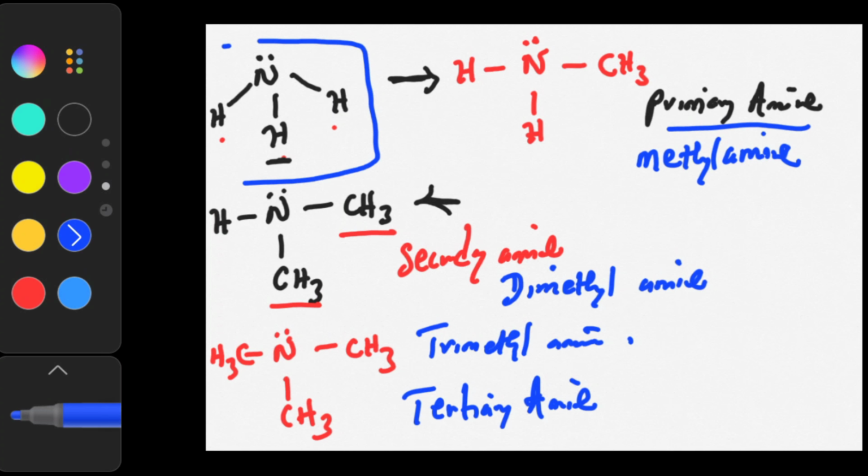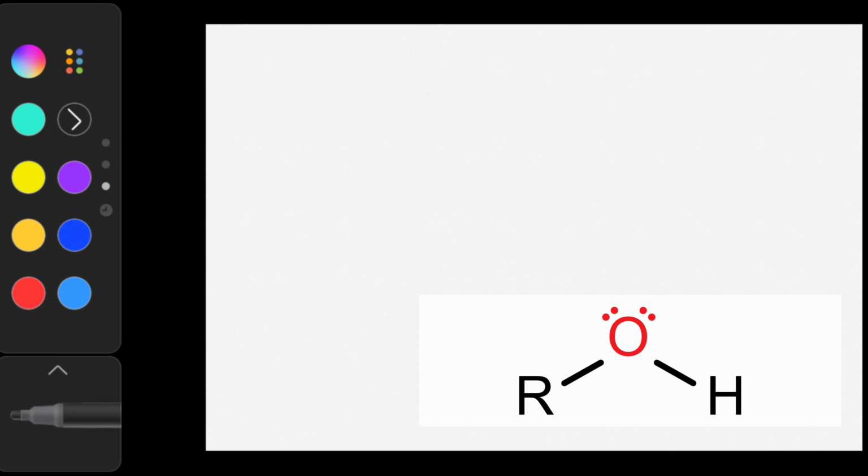So you need to know what the amines are. This is just an introductory. So let's go to the next functional group. Let's look at the alcohols. The alcohols are known as the hydroxyl group.